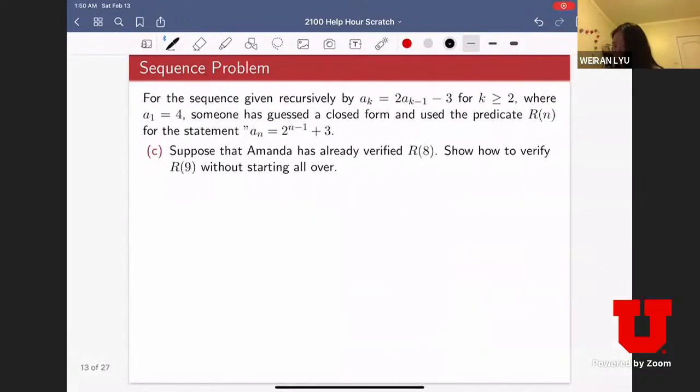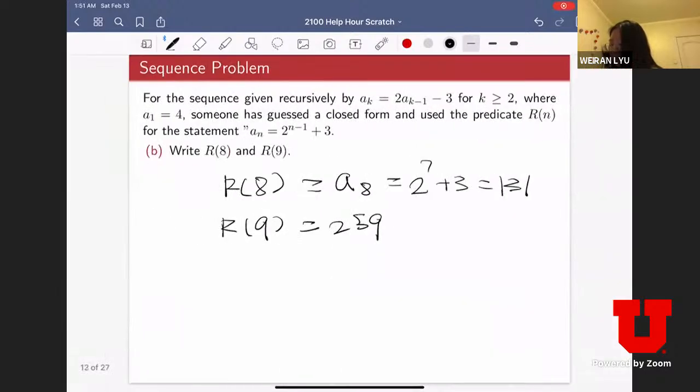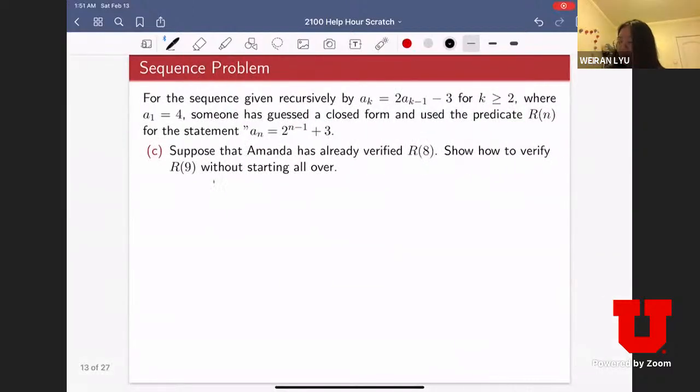All right, and let's move on to part C. Suppose that Amanda has already verified R8, which in this case is, I'm just going to write it here, R8 is equal to 131, and show how to verify R9 without starting all over. I'll give you guys 1 minute to work on this.